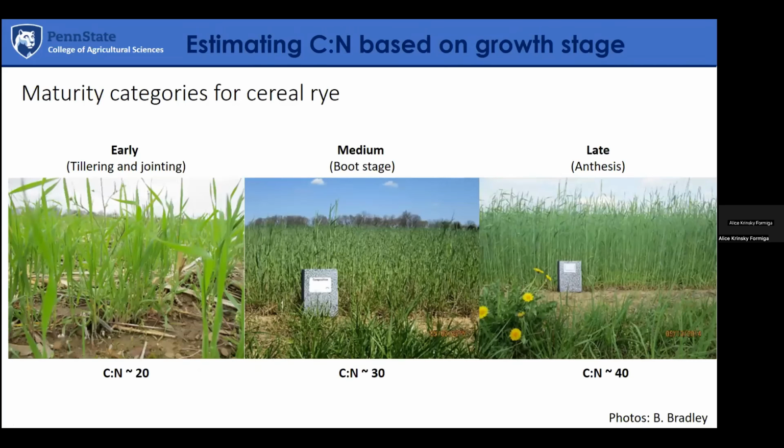This is an example with cereal rye. We found for this previous table that by breaking the cereal rye up into different maturity categories, it was a better indicator of the C to N ratio. The picture on your left here is showing an early maturity cereal rye with a C to N ratio of about 20. And then as the rye matures, the C to N ratio gets higher, all the way up to about 40 to 1, where we would expect nitrogen tie-up as those residues are decomposing.